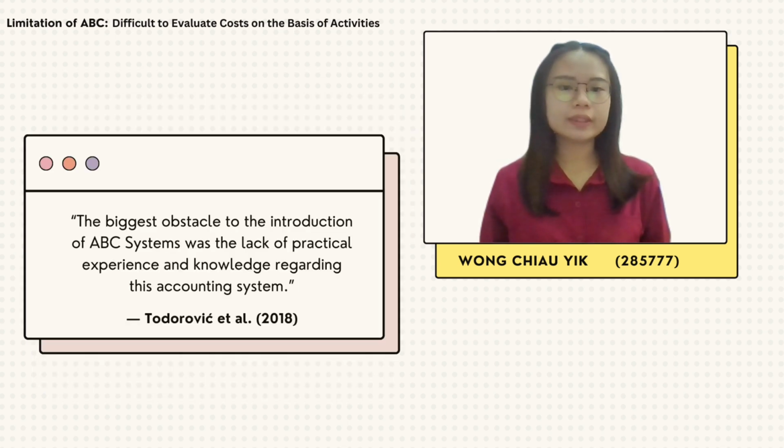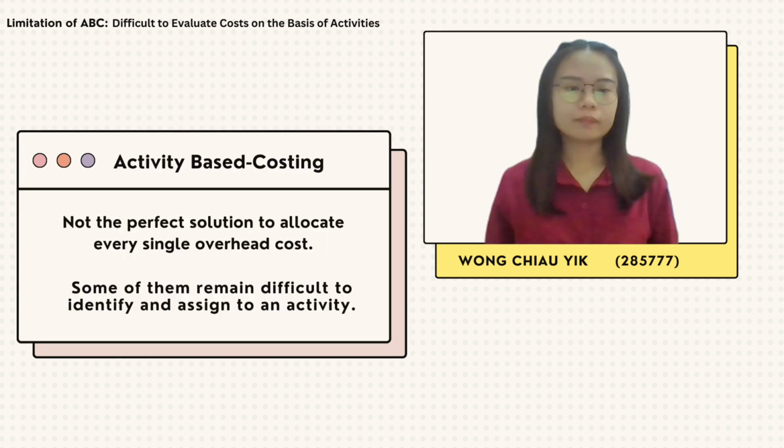Additionally, according to the study by Todorowi et al. (2018), the bigger obstacle to the introduction of the ABC system was the lack of practical experience and knowledge regarding this accounting system. Lack of practical experience and knowledge related to the ABC costing system will make it difficult for companies to use the system for cost allocation based on the activities.